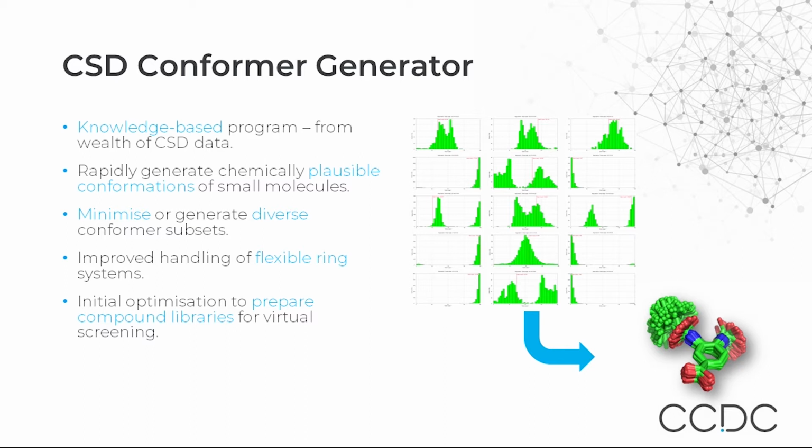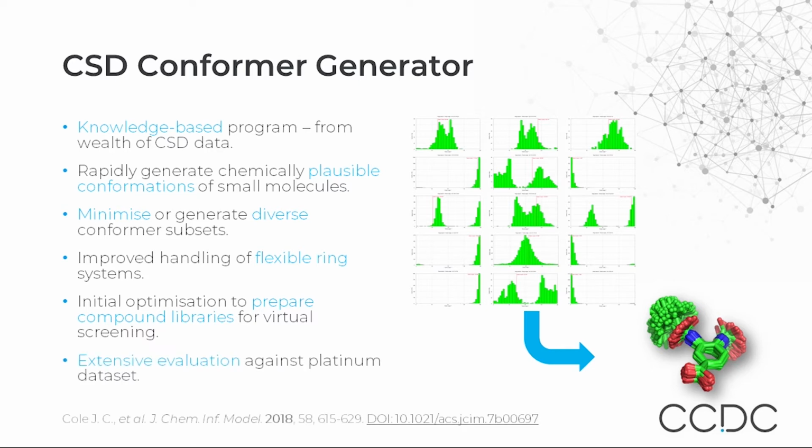CSD Conformer Generator is available as a standalone executable through the CSD Python API. It is also available through the Mercury interface and also through a script in the Hermes interface. And this tool has been evaluated extensively against the Platinum dataset, which has been mentioned in the literature here.